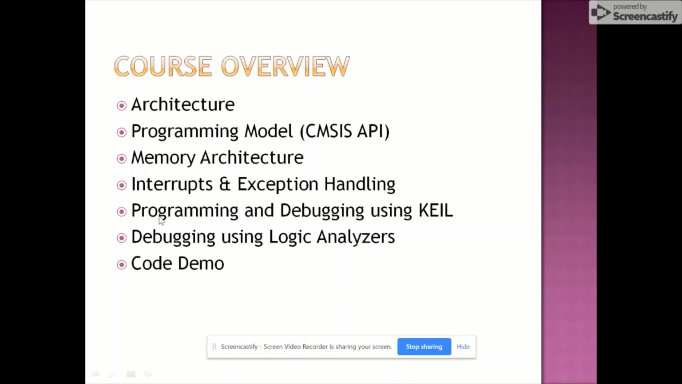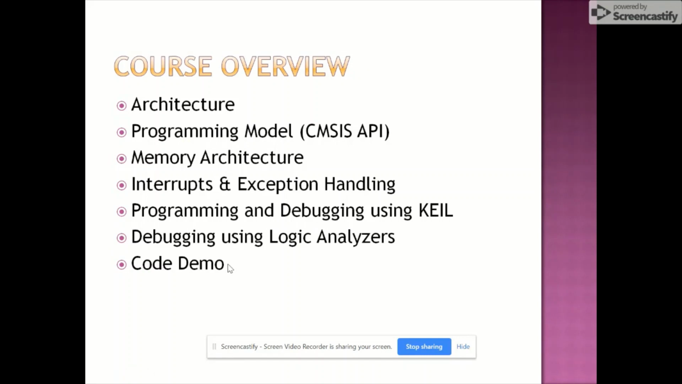The fifth topic is about programming and debugging using Keil MicroVision 5 MDK. Here I will show you how to install and configure the software packs and create a project using Keil MicroVision for all your embedded software development. The sixth topic is about debugging using a logic analyzer. This is a very important tool to debug signals, protocols, interrupts, etc. In this course, you will learn how to use this USB logic analyzer for your software debugging, and we will code a lot of examples to understand things better.